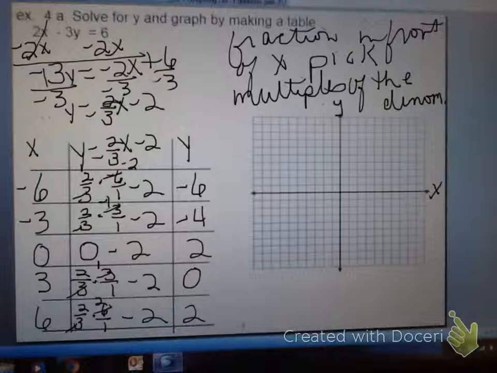Make sure you label your x and y axis and plot your points. Okay, now I had made an error right there a minute ago. It said 2. I forgot to put my negative sign. Alright, then draw your line through all the points. Make sure you draw your line past the points and put arrows.